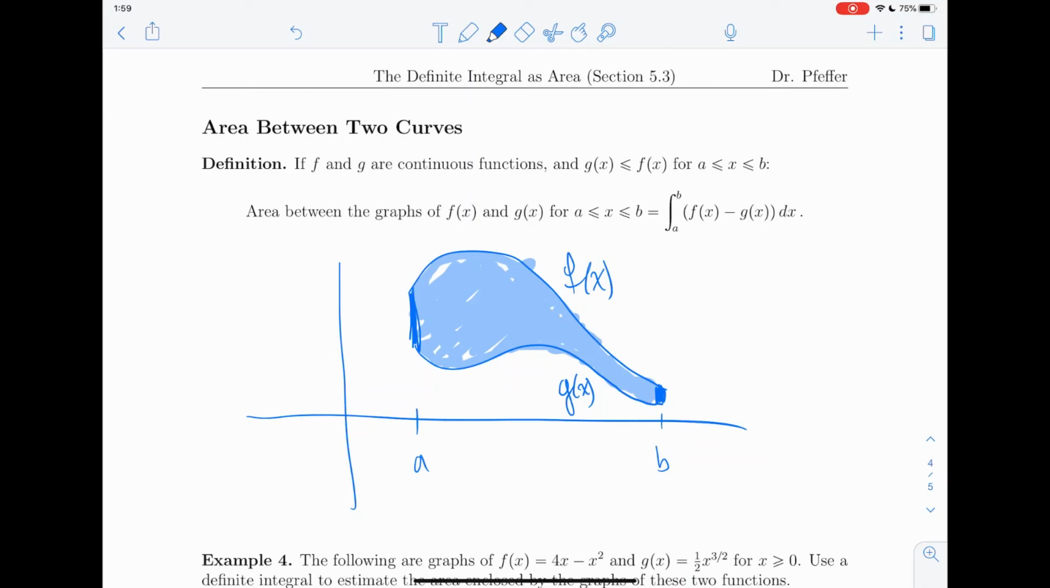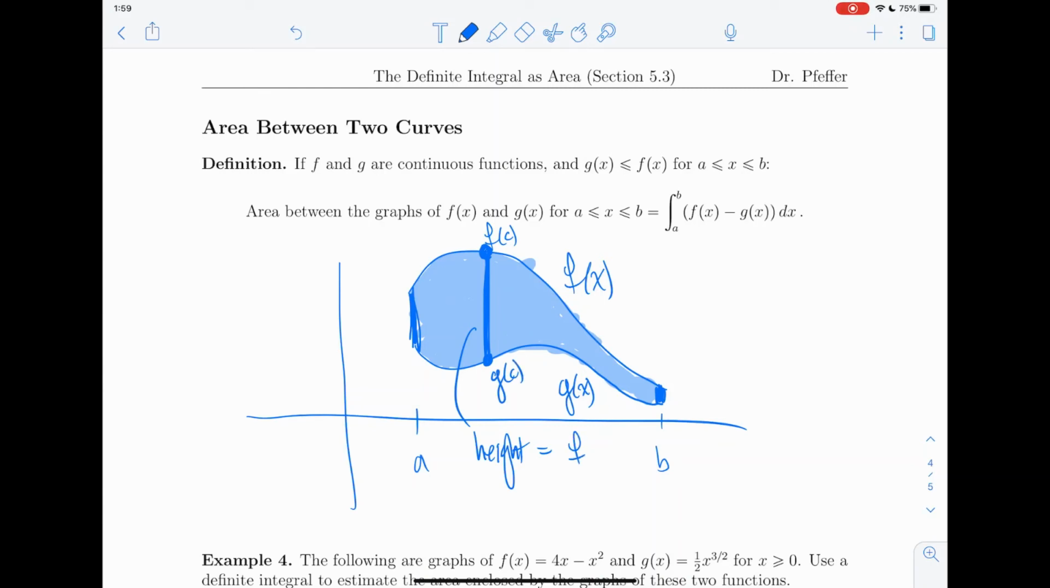It turns out that it's actually fairly easy to compute these areas. Effectively, what you end up doing is looking at a similar integral as before, but the difference is that the height of any representative slice, like that height right there, that distance of that line, is literally equal to f of that value minus g of that value.